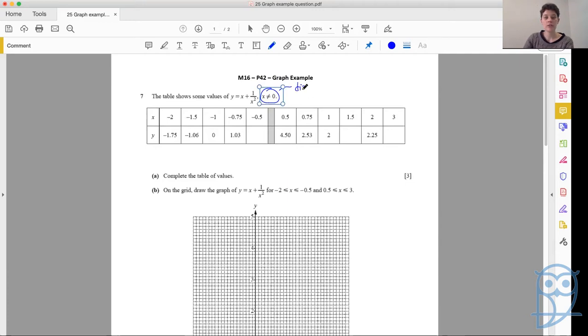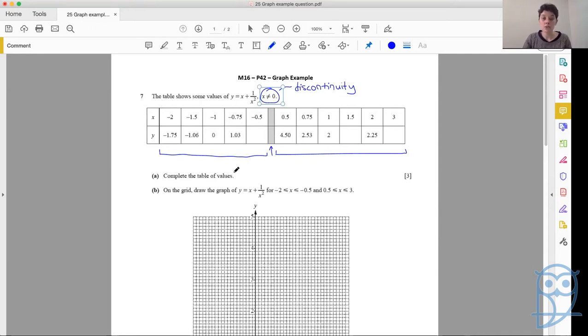So this, therefore, is a discontinuity. And what is most wonderful, see here in the table of values, they put a gray block. That is showing you this graph does not connect. We have one piece from -2 to -0.5, and we have a second piece from 0.5 to 3 in this case. They ask us to complete the table of values, so that's what we said.